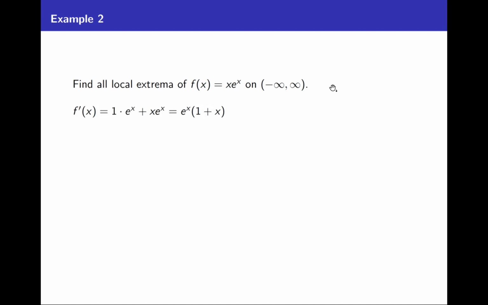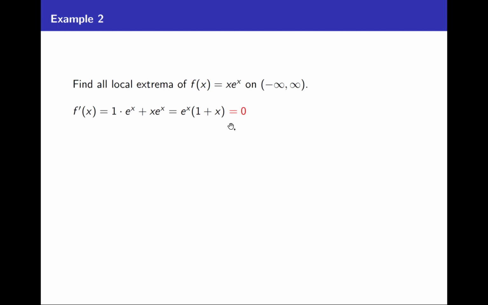Whenever you're finding extrema, you have to first of all look for your critical points, because those are the values of x for which the extrema may occur. Finding the critical points means you have to look at the derivative and find out where it's equal to 0 or undefined. So here we've got a product, so f prime of x is 1 times e to the x using the product rule plus x times e to the x. Factoring that out, that's e to the x times 1 plus x.